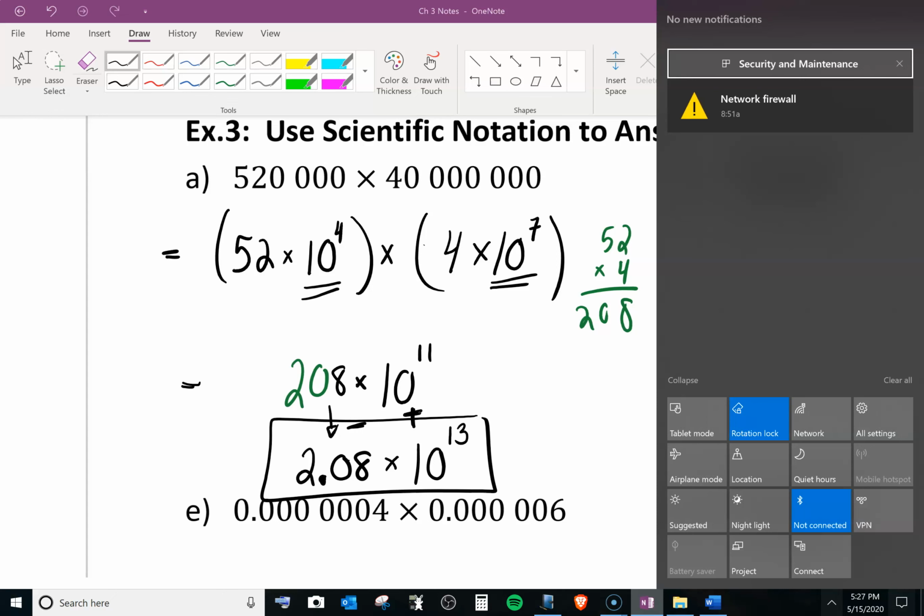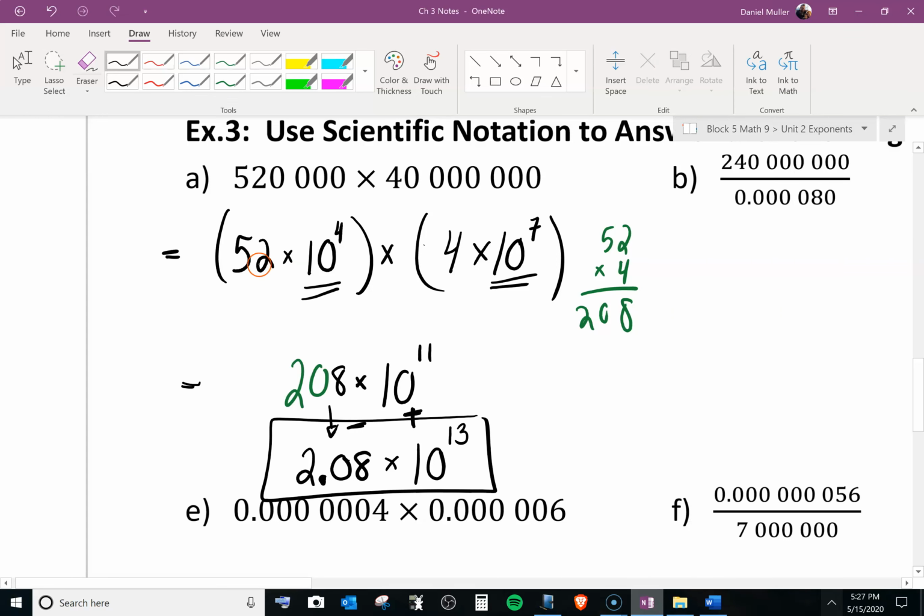So again, step number 1, make this scientific notation. I moved this over till I got 52. And then I moved this over till I got 4. Multiplied 52 and 4 to get 208. Did my exponent laws to get 10 to the 11. Moved the decimal place over twice. That made the number smaller, so I balanced it by making the exponent bigger twice. So from 11 to 13. There's a lot going on there.